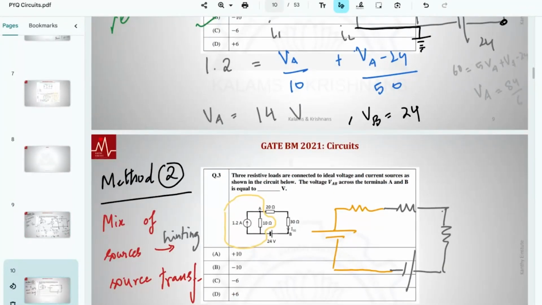Okay, so let's fill out the easy ones first. 20, 30, I'm not writing the units because it's fairly obvious. 24.